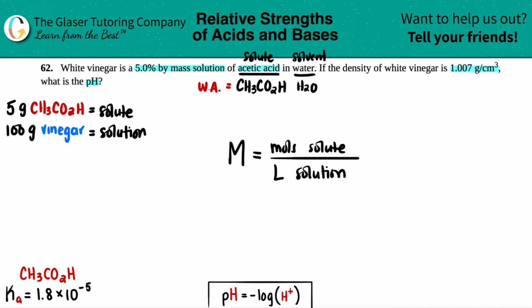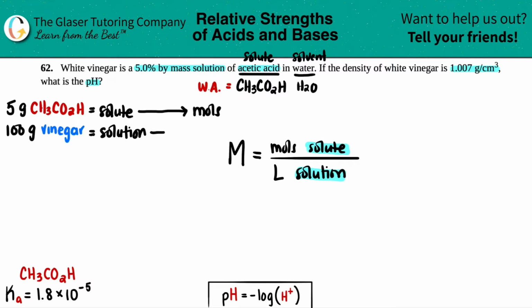Now, the solute is the acetic acid, and the solution is the vinegar. But we don't have the right units. Basically, we have to take these grams. I have to take the 5 grams of the acetic acid and somehow turn this into moles of acetic acid. And now the numerator is satisfied.